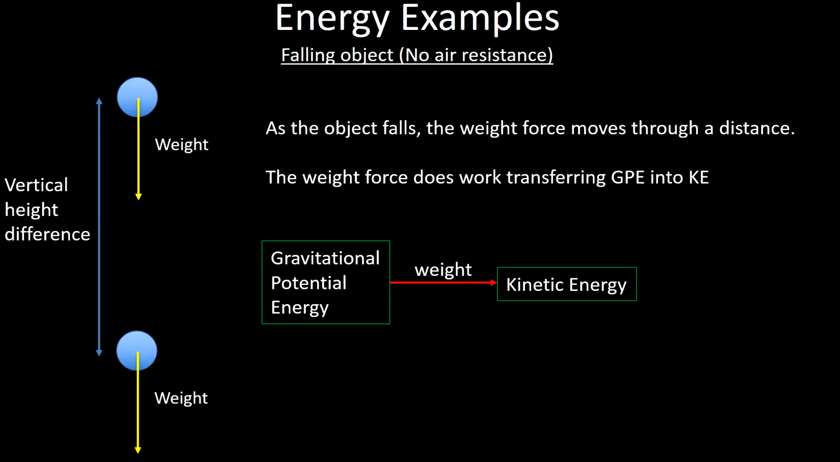And it's often useful to draw a diagram. So the way this diagram works is I've got the energy types in green, the transfer is represented as the red arrow there, and which force is moving to do the work and transfer the energy is written above the arrow. So this is a nice simple one to start with.